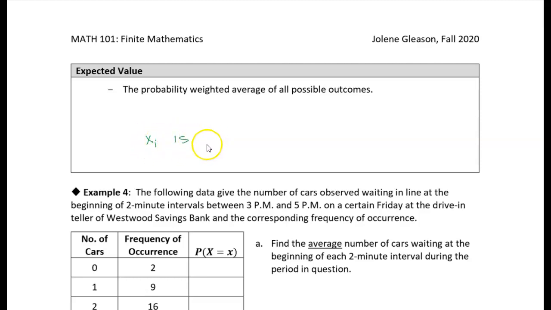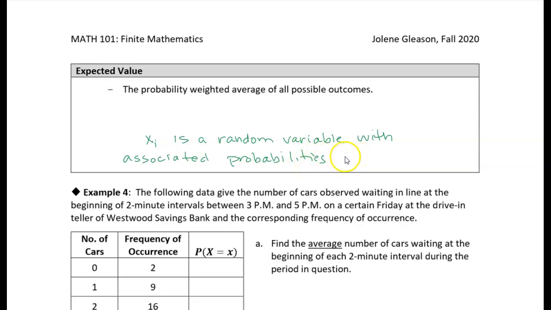is a random variable. It's a numerical outcome of an experiment, and it has associated probabilities, P1 and P2 and P3 and so on, through PN. So you have N possible outcomes.